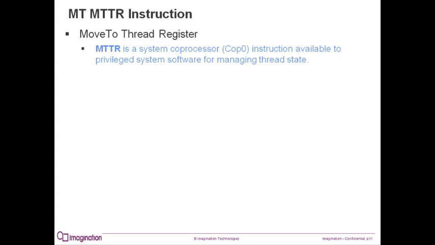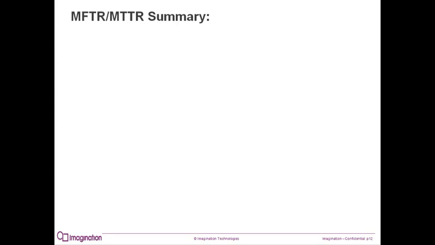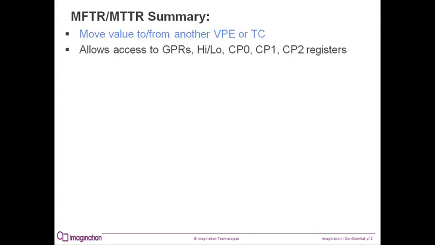Here is a corresponding move to thread register instruction. The same restrictions and setup that apply to the move from thread register apply to the move to thread register instruction. In summary of the move to or move from register instructions, they are used to move values to a thread or VPE registers other than the one executing the current code. All CPU registers can be accessed.